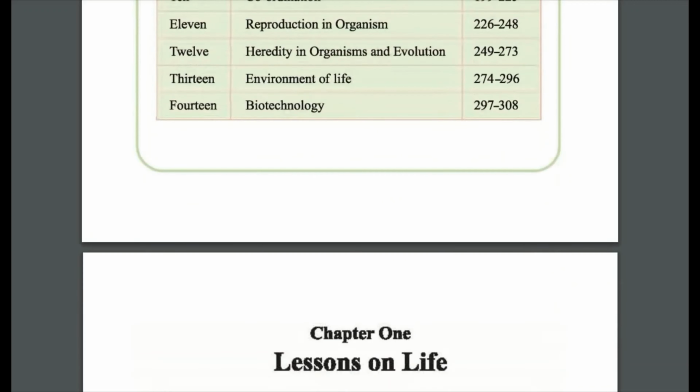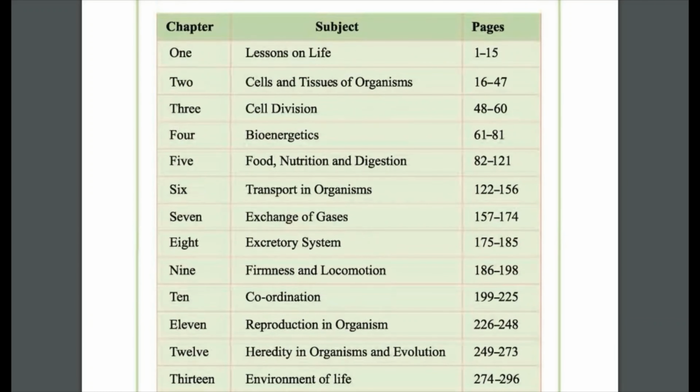So here are a total of 14 chapters, each of them containing different sides of biology. So chapter 1 contains the lessons of life, and chapter 2 tells us the cells and tissues of organisms. Chapter 3 is about cell division. Chapter 4 is about bioenergetics. Chapter 5 is about food, nutrition and digestion. Chapter 6 is about transport in organisms.